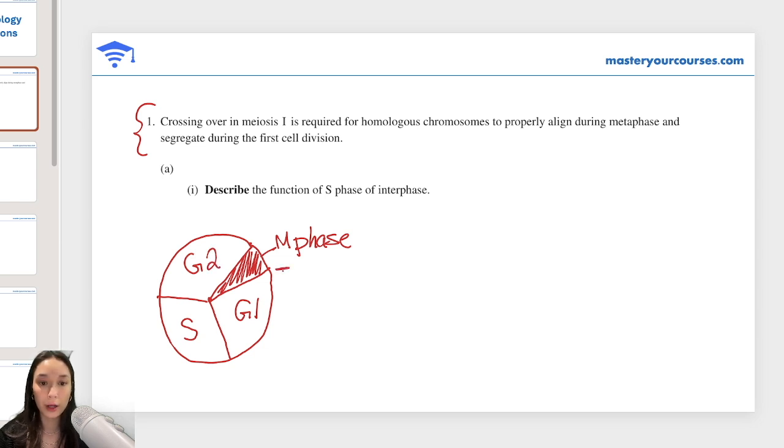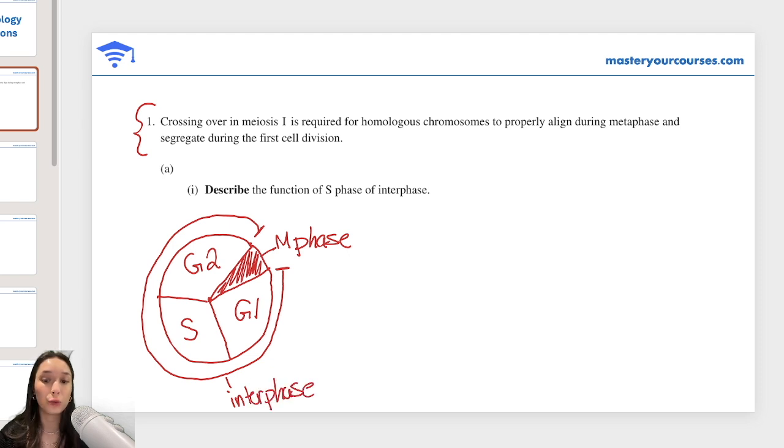Now, from here all the way around to here, so basically everything, not including mitosis or the M phase, is going to be interphase. So all of this is interphase. It's basically when the cell is not in its actual division process. So we're looking at this part right here, the S phase of interphase, and it's just asking for the general function. So I recommend you write full sentences, but just for time purposes, the function of the S phase is DNA replication. That is the only function of the S phase.